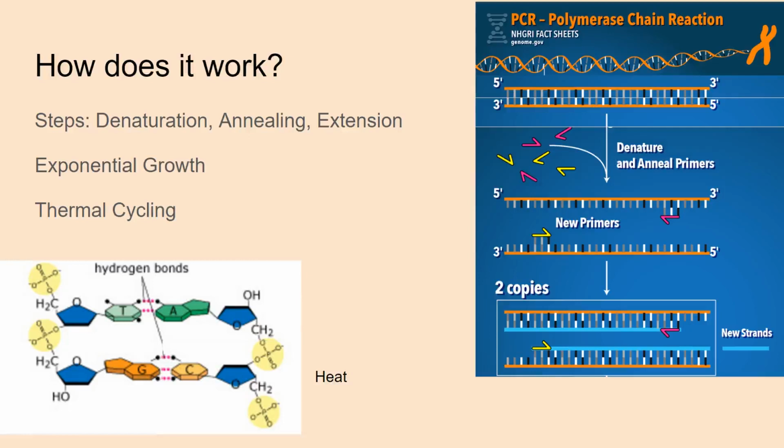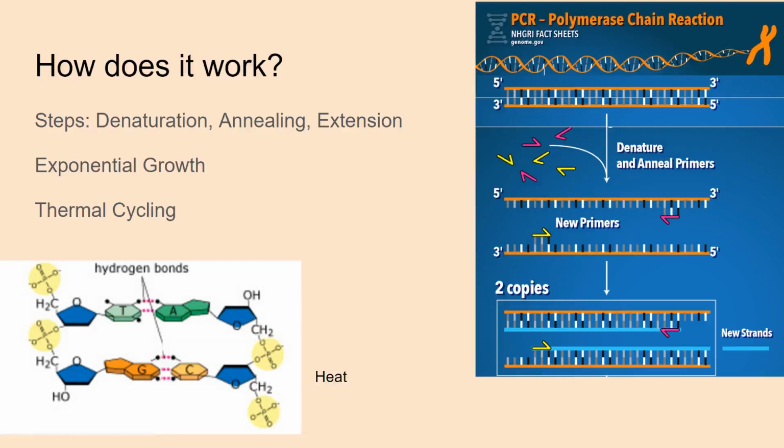And the next step is called annealing. This is when DNA is cooled to around 60 degrees Celsius and the primers are added. The primers on the diagram on the right are the yellow and magenta check marks. And so once two of these primers are added, all the DNA will be put into the PCR machine.